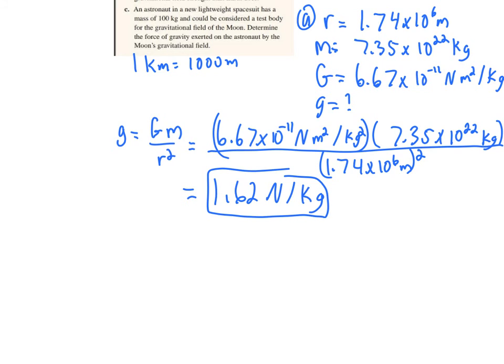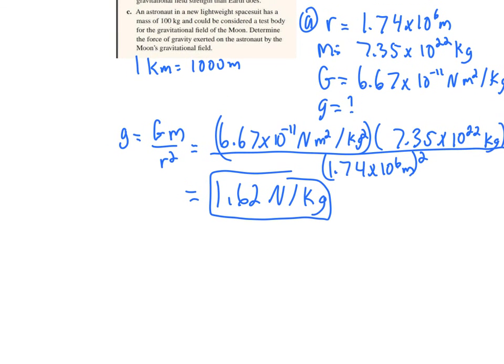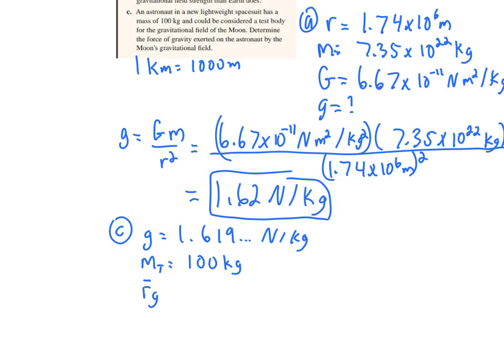An astronaut in a new lightweight spacesuit has a mass of 100 kilograms and could be considered a test body for the gravitational field of the moon. Determine the force of gravity exerted on the astronaut by the moon's gravitational field. So for C, what we're going to be doing is defining our variables. First of all, little g, and this is where we're going to use the unrounded value again. And we have our mass of the test object, which is this astronaut, 100 kilograms. And we have our force due to gravity.